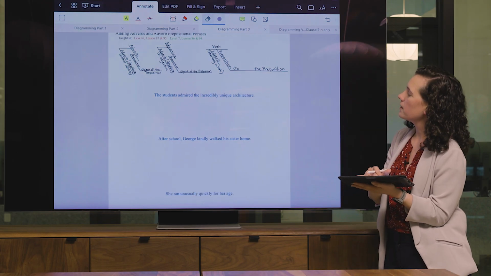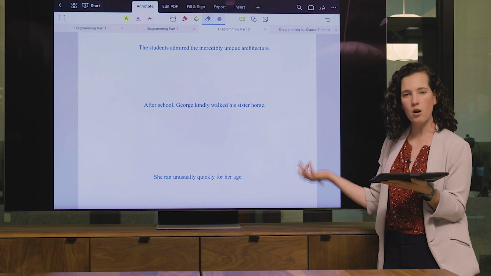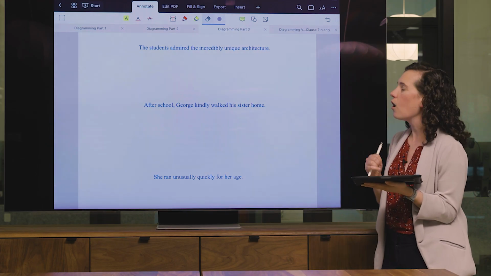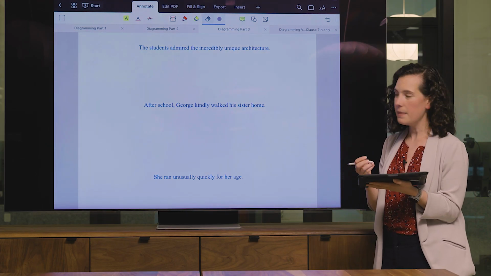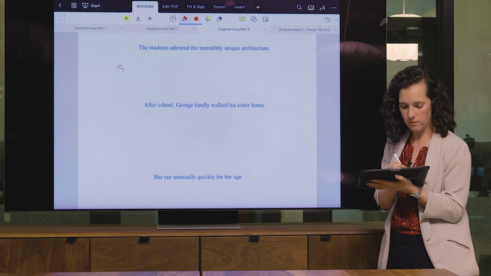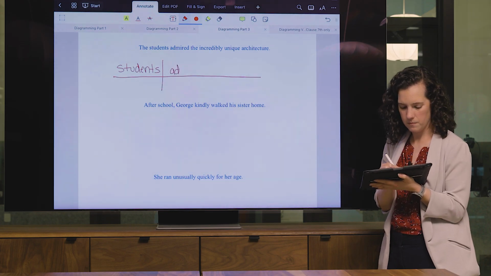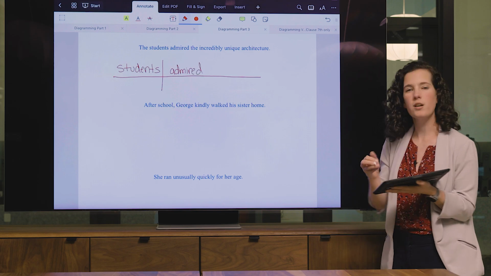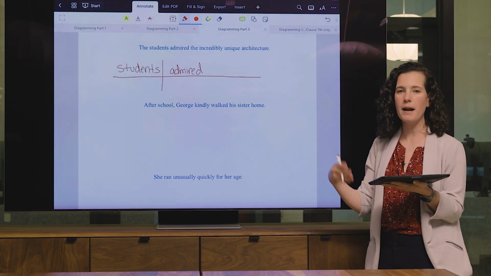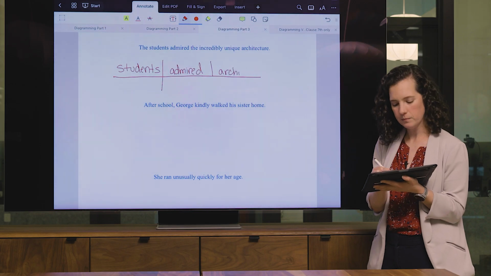Let's look at this first sentence. The students admired the incredibly unique architecture. First, we always find that subject and verb. In this case, students admired. Admired is an action verb, so we say the students admired what? In this case, we have the direct object architecture.